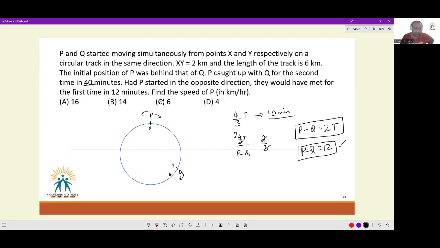Now if P was running in the opposite direction, for them to meet for the first time, they would have traveled 4 kilometers. 4 kilometers traveled at the speed of P plus Q would have taken 1/5 of an hour, or this gives me P plus Q is equal to 20. P minus Q is equal to 12, P plus Q is equal to 20, which would mean P is equal to 16 and Q is equal to 4, when P and Q are individual speeds. Finally, they've asked me to find the speed of P in kilometers per hour. Speed of P will be 16 kilometers per hour.